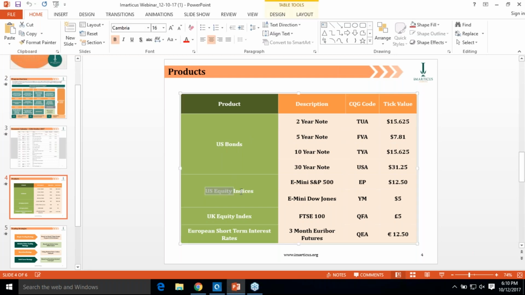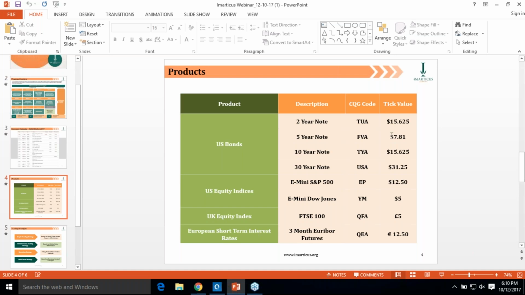We're going to be looking at the US equity indices, E-mini S&P 500 and E-mini Dow Jones. We are also very briefly going to look at the UK equity index, which is the FTSE 100. It's, I would say, the top 100 companies in the UK that come together to form an index. And then we are going to look at short-term interest rate instruments from the Eurozone, which are called 3-month Euribor futures, the code for which is QEA.